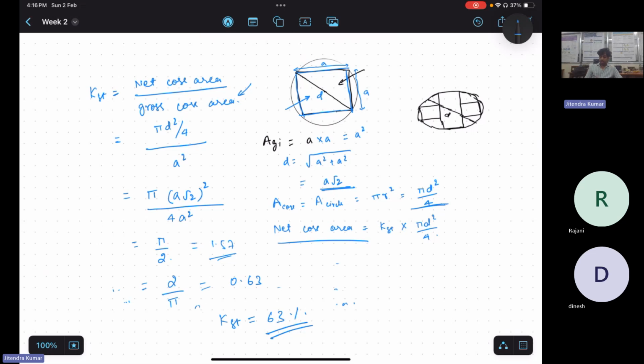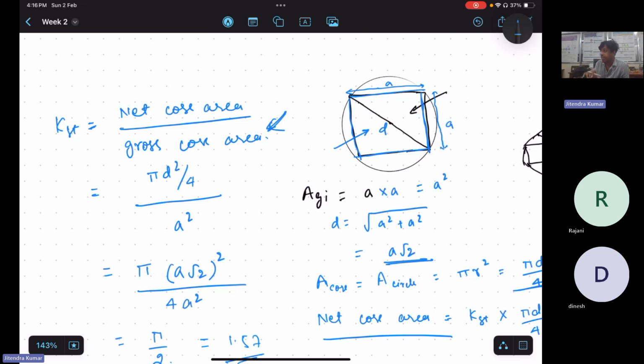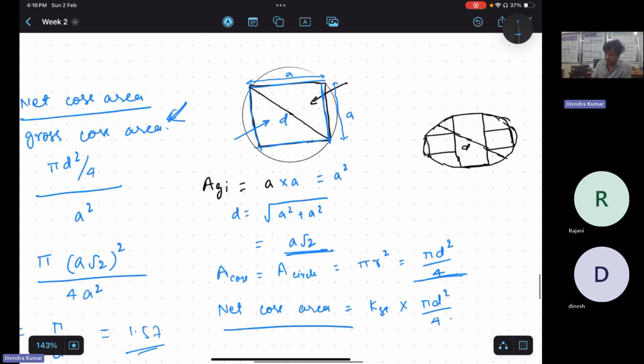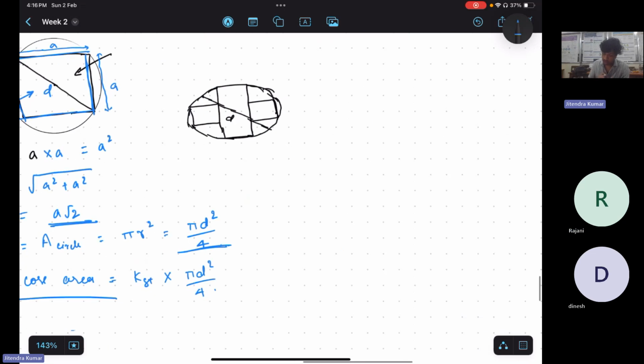That's why in the gross core area we have to consider the circle, and in the net core area, which is nothing but the rectangle, the square. So the idea is to minimize the area of the circle as much as possible, right? So now in the two-step core, let us see how much the stacking factor is here.